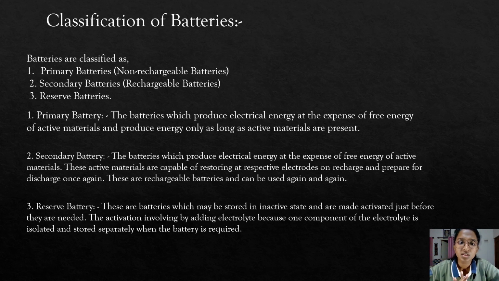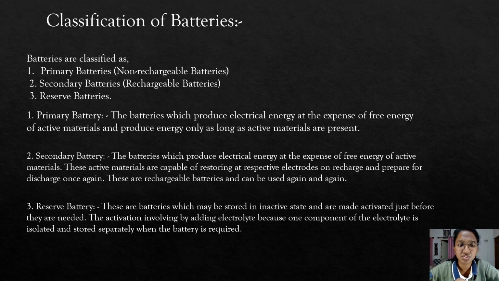Secondary batteries, the batteries which produce electrical energy at the expense of free energy of active materials. These active materials are capable to restore at respective electrodes on recharge and repair for discharge once again. These are rechargeable batteries and can be used again and again. Basically, primary batteries cannot be used again. Once used, you have to throw it. Secondary batteries, you can use it again and again. You can recharge it and use it again.